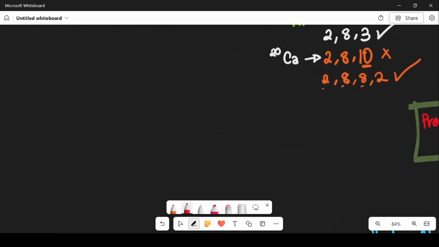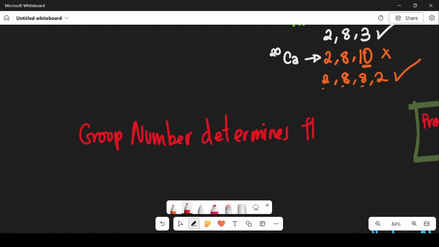Group number determines the number of valence electrons of elements, right?